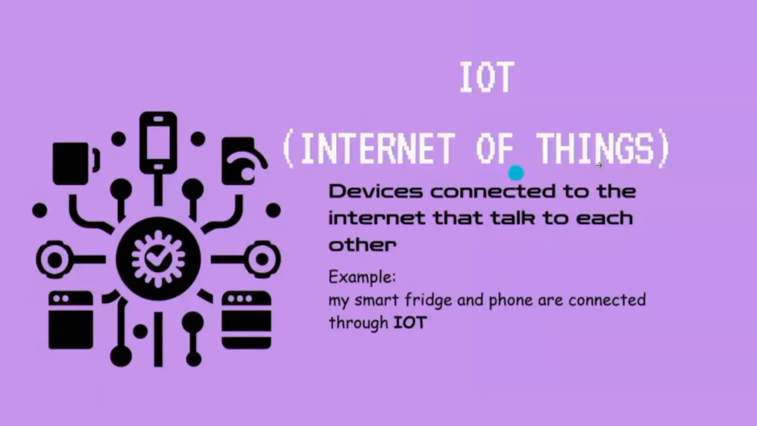IoT, Internet of Things: devices connected to the internet that talk to each other. Example: my smart fridge and phone are connected through IoT.